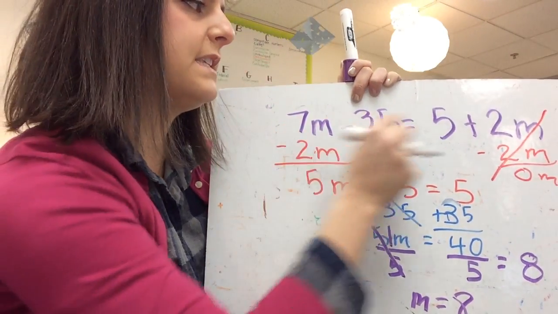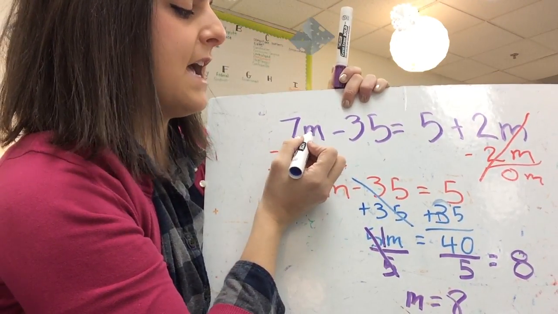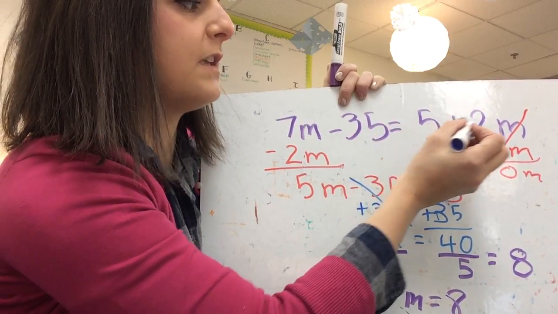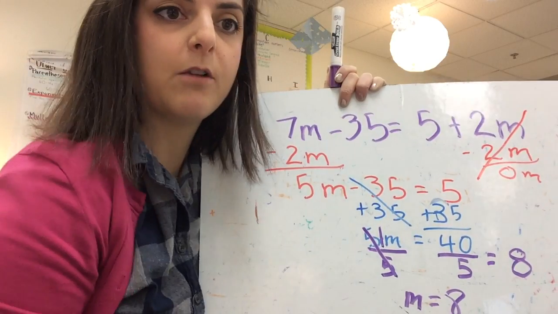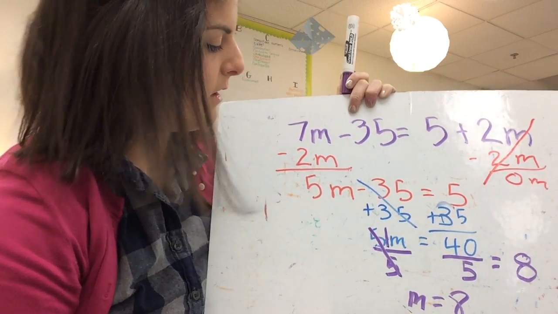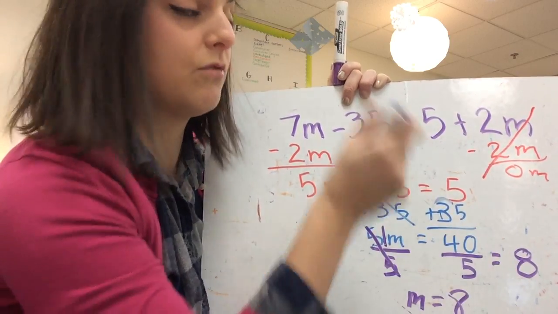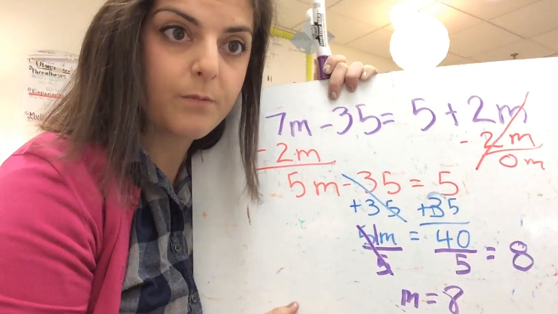So in order for this to be correct, if I said 7 times 8 minus 35 equals 5 plus 2 times 8, they would be equal to each other. Isn't that pretty neat? So make sure you're doing the balancing technique where you balance it on both sides in order to make it work. And then you will end up with a correct answer. Hope that's helpful for you.